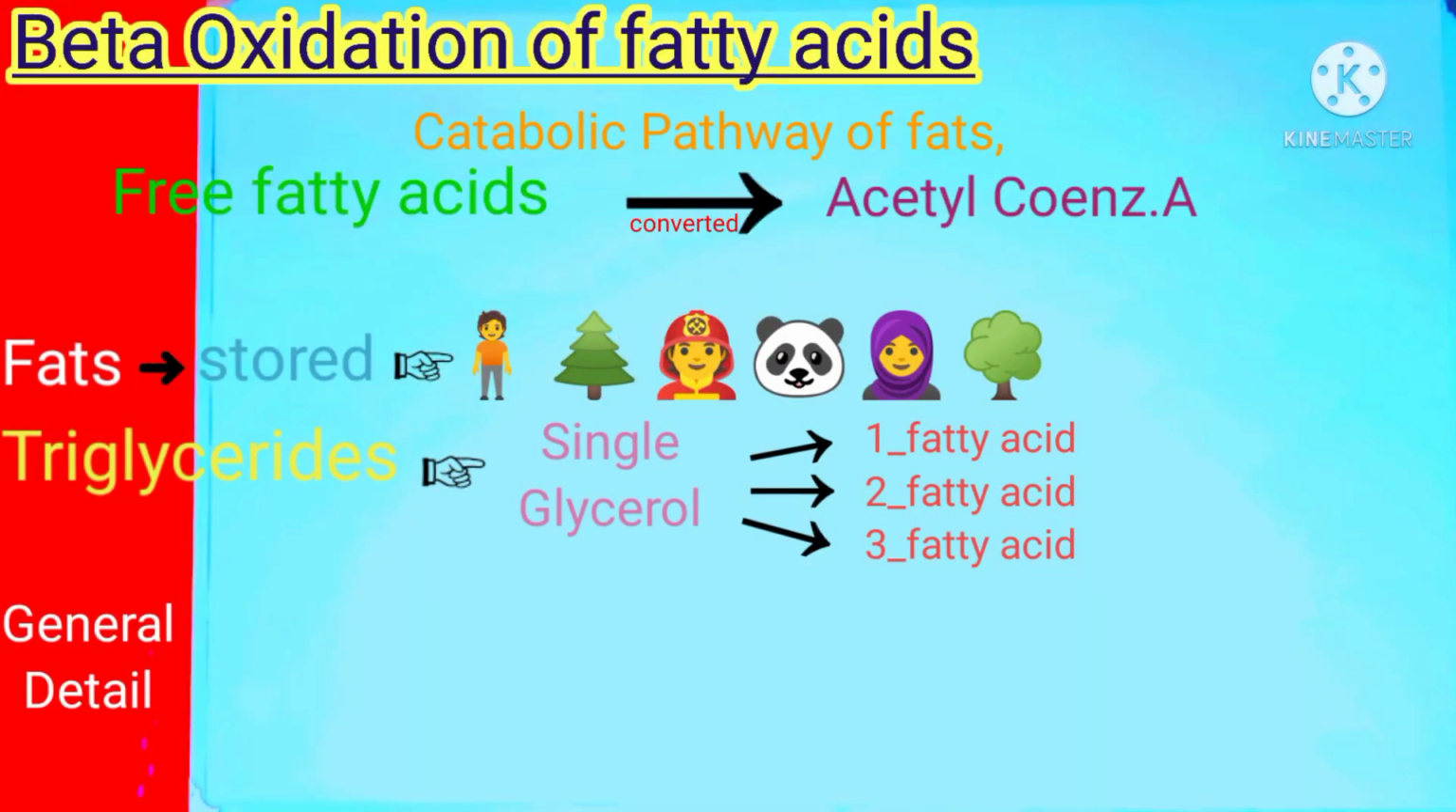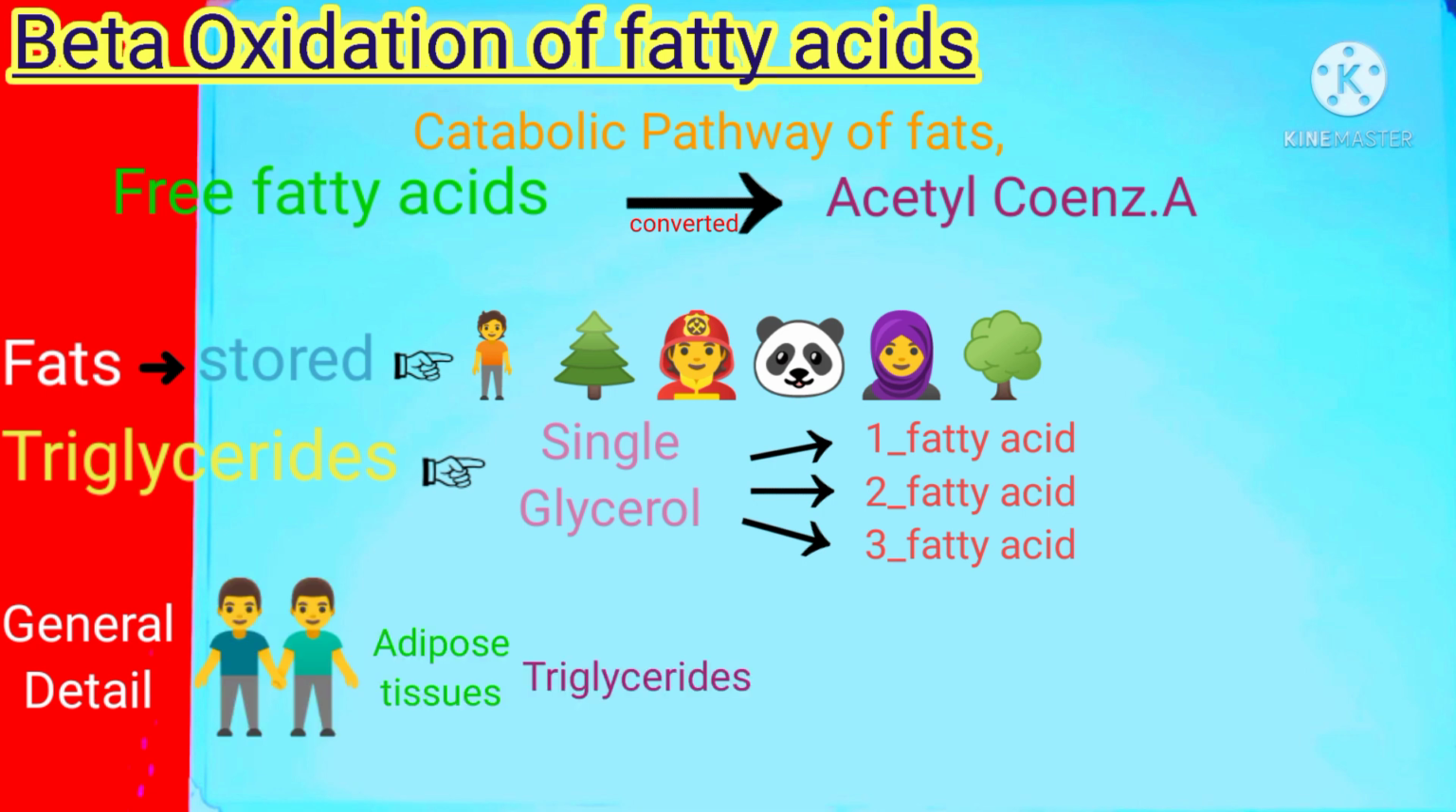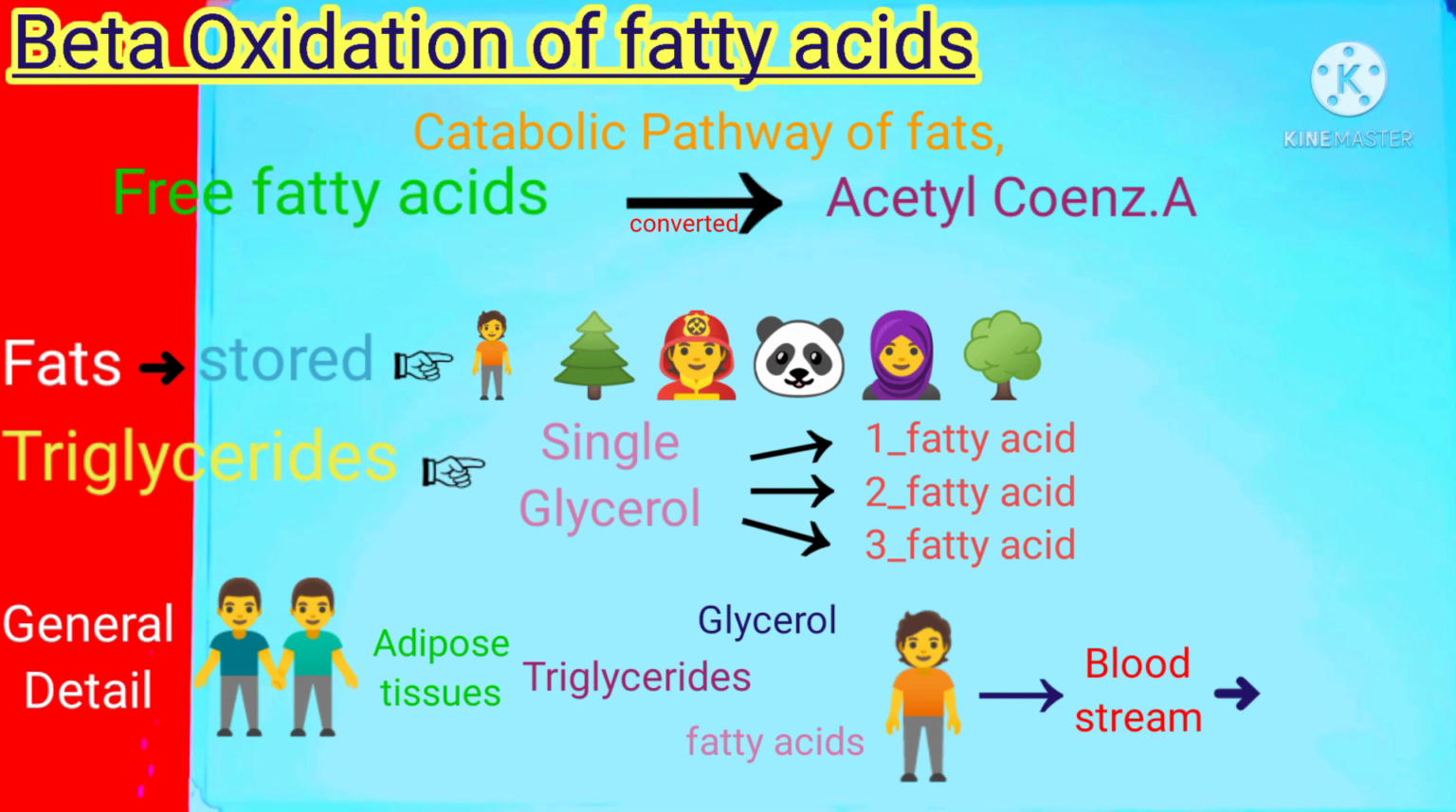Now we consider general details about beta oxidation. For example, the human body comprises adipose tissues which consist of triglycerides. These triglycerides possess fatty acids and glycerol molecules. These fatty acids are apportioned all over the human body, and from there they move into the bloodstream. Through the blood, they are circulated to virtually all the cells of the body that can metabolize these fatty acids.